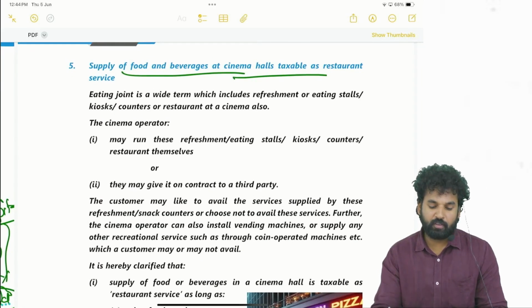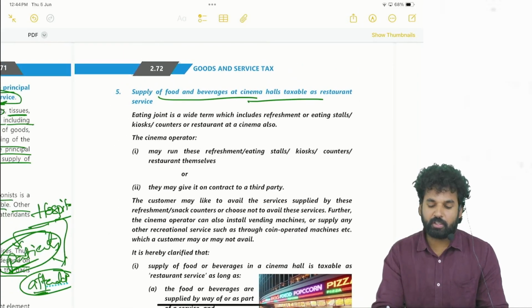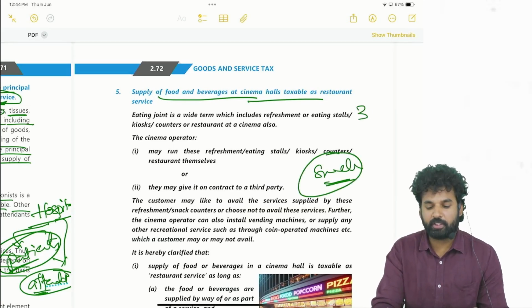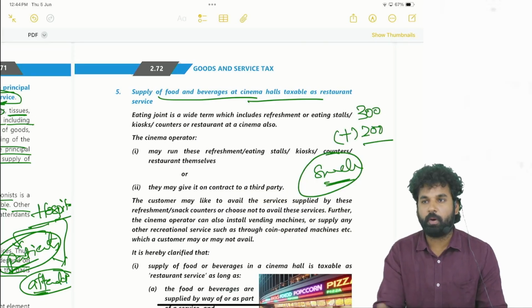See, whenever the cinema hall is charging a ticket, in the ticket there is an offer for snacks. Combinedly they are taking, like, the ticket charge is 100 rupees, 300 rupees, along with this 200 rupees for snacks. Some popcorn and a cool drink will be served at the time of the show.